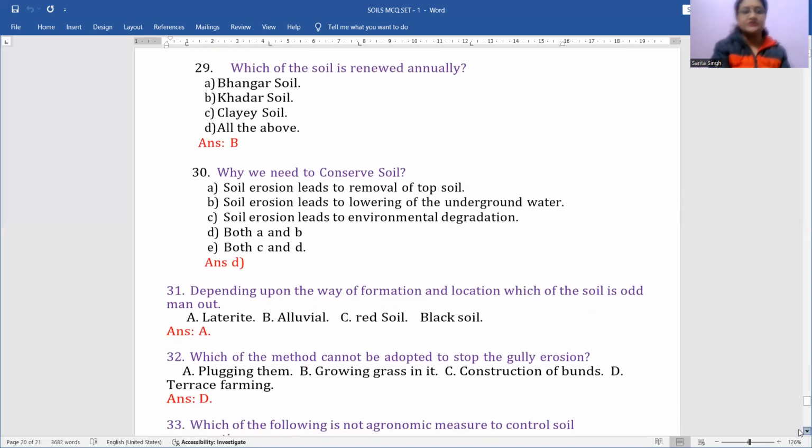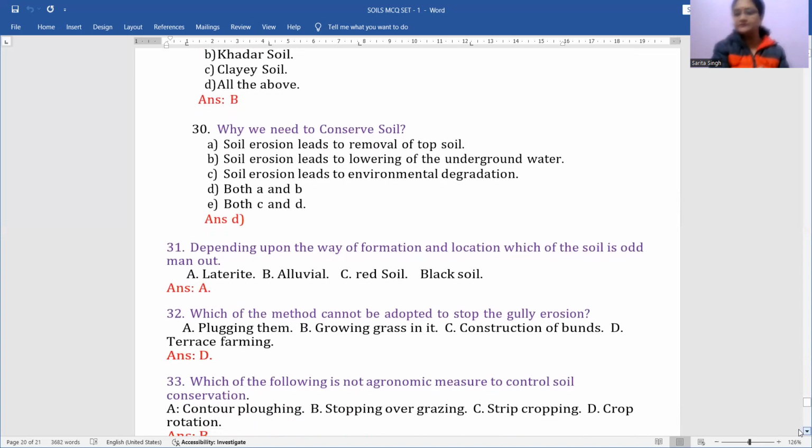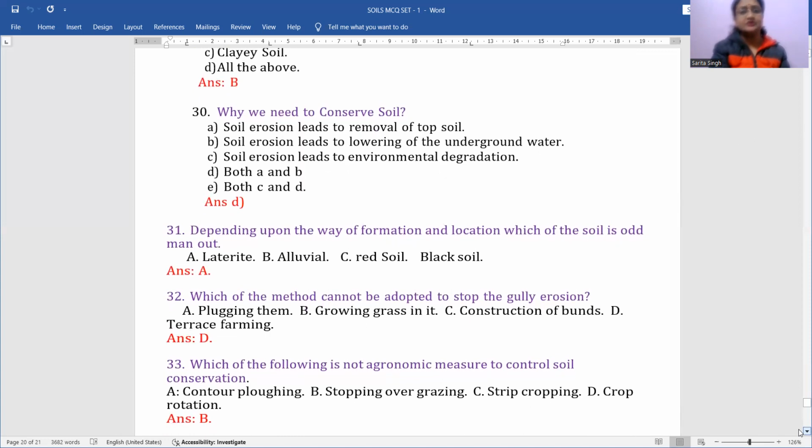Clear? Next question, why we need to conserve soil? Soil conservation leads to removal of topsoil? No. Sorry, the first one is soil erosion leads to removal of topsoil? Yes. A is the correct one. Then B, soil erosion leads to lowering of the groundwater. C is soil erosion leads to environmental degradation, right? And D is both A and B. E is both C and D. So D will be the correct answer. That is A or B. यहाँ पर सही है. ठीक है?